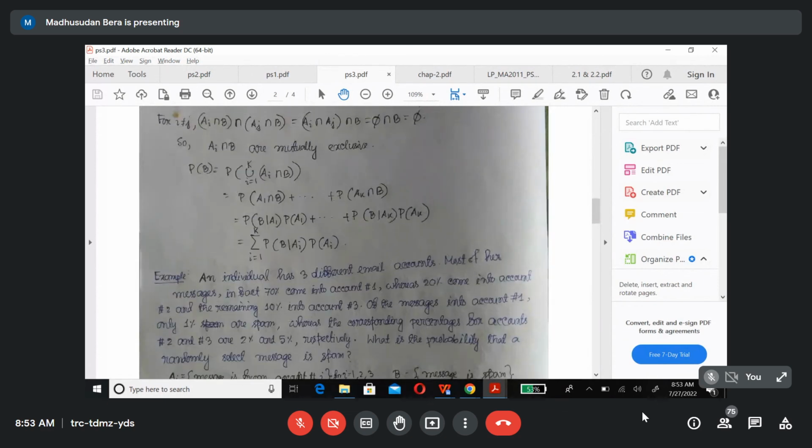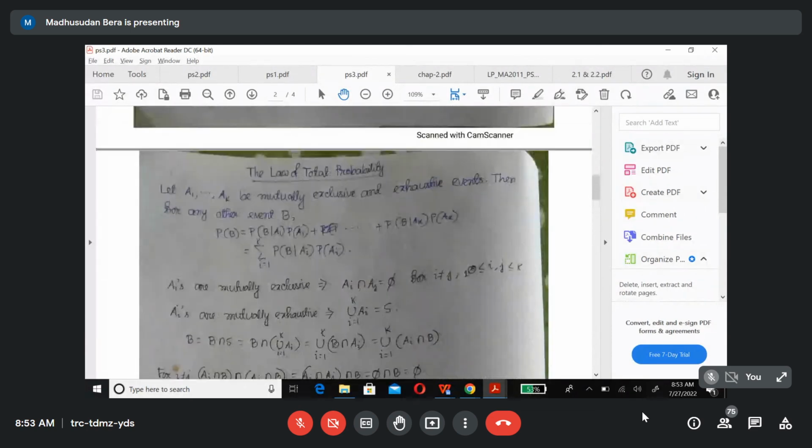I think, have you studied this type of formula? Have you studied Bayes theorem earlier? No, sir. Okay, next class I will solve questions on this and Bayes theorem. So what is Bayes theorem?